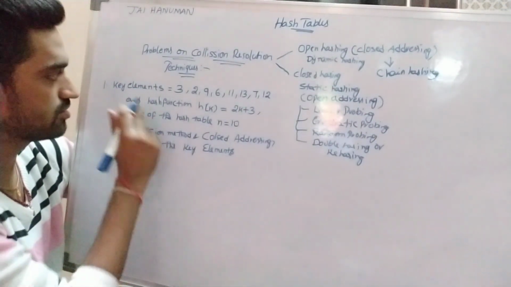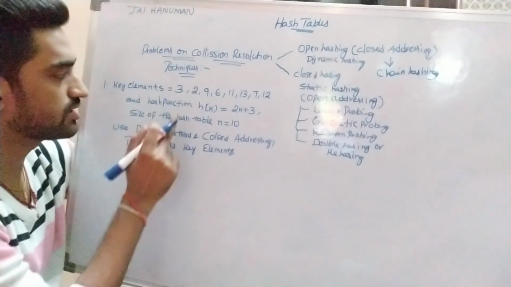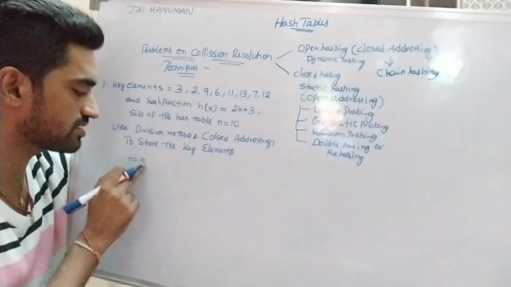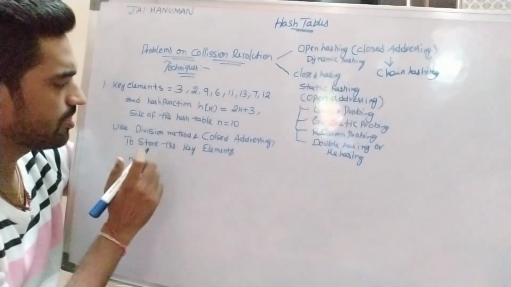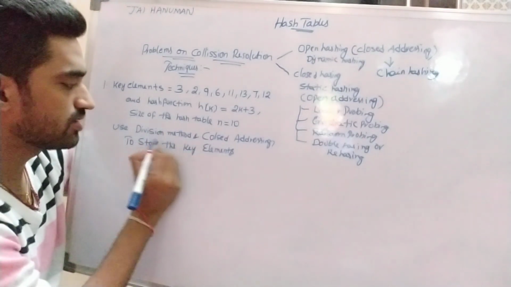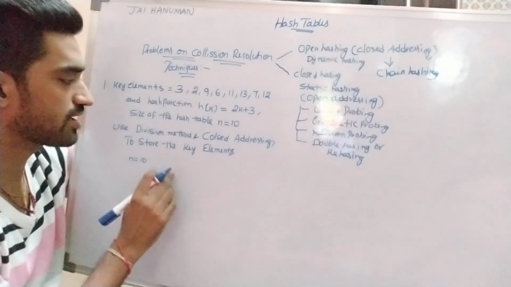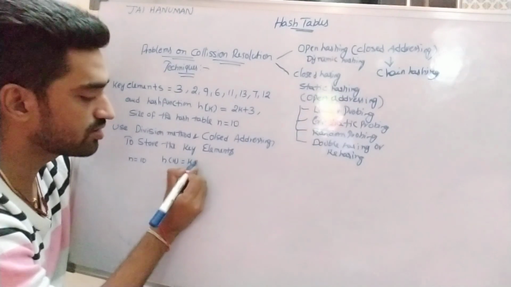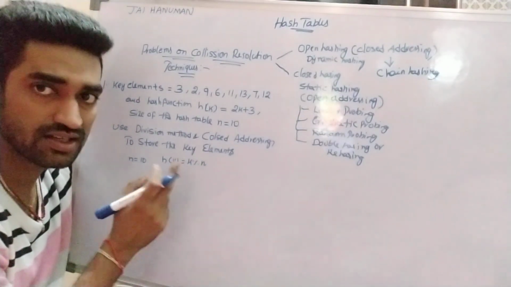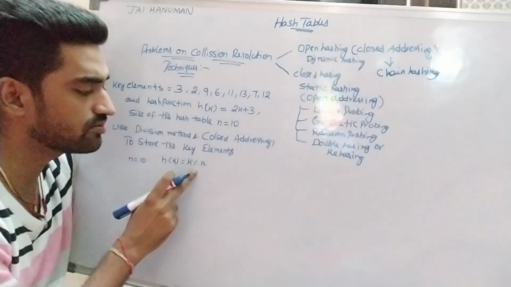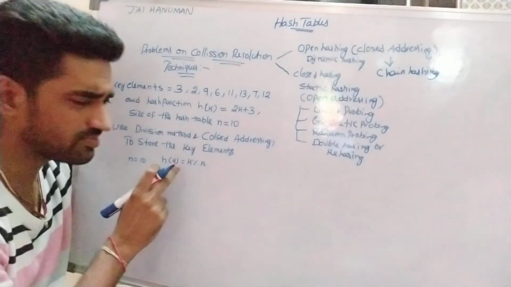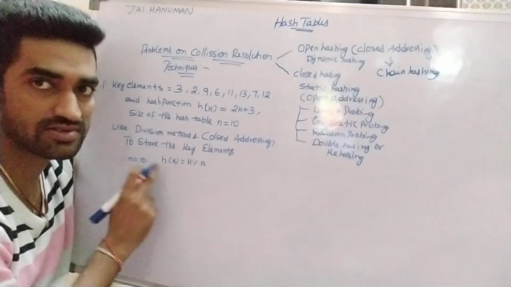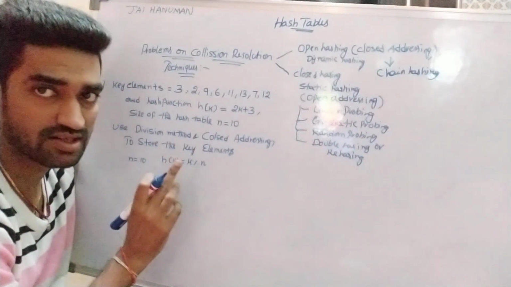Here these are the key elements, right? We are inserting the elements one by one into the hash table, whose size is 10, right? For that purpose we are using the division method and closed addressing mechanism. What is the formula for the division method? h of k is equal to k modulo n. There are two formulas. If the hash table index starts from 1, we take k modulo n plus 1. If the index starts from 0, k modulo n. Here I am taking the index starting from 0, so I am taking h of k is equal to k modulo n, right?